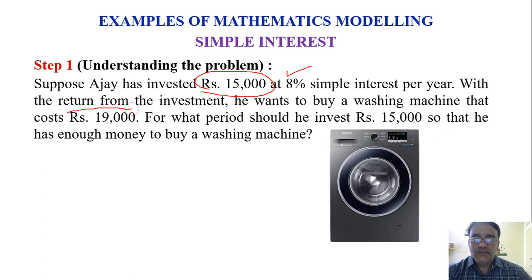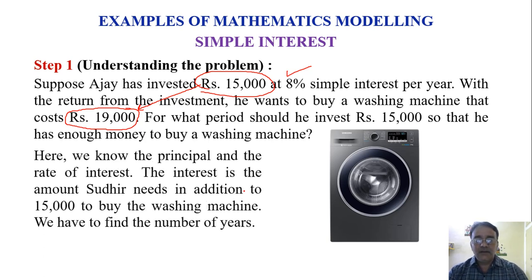So 19,000 is the final amount. So how much extra does he have to pay? 4,000. Okay, so here 4,000. We will understand the problem that here we know that the principal and the rate of interest are given, and the interest is the amount which Ajay needs in addition to rupees 15,000 to buy the washing machine. So we have to find the number of years.